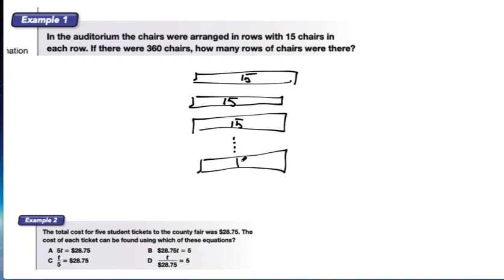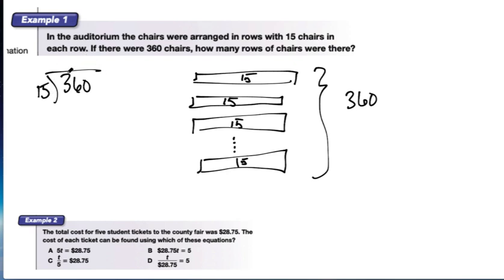All the way until we get to the 15. These 3 dots just means we got something going on here. I don't know how many. So if there's 360 chairs all together, we need to figure out how many rows there are. Well, if I'm putting them in groups of 15, basically, I'm dividing 360 by 15. Do you see that? So if I divide that, the quotient, the answer I get here is going to give me the number of rows.